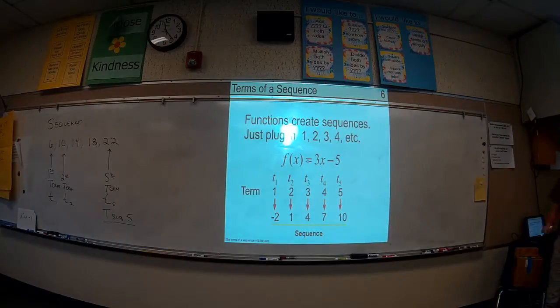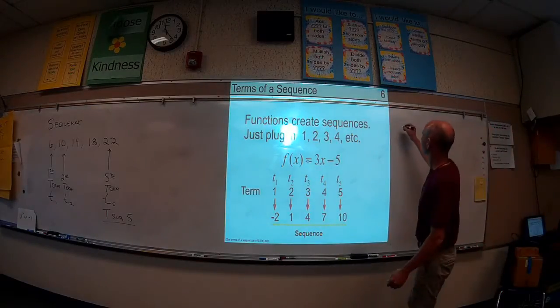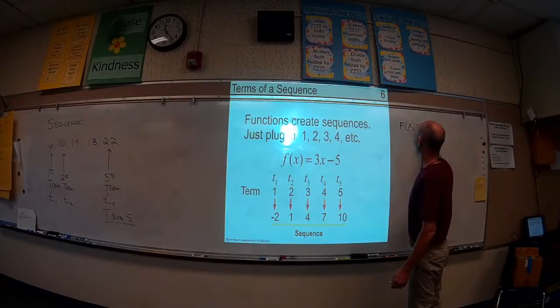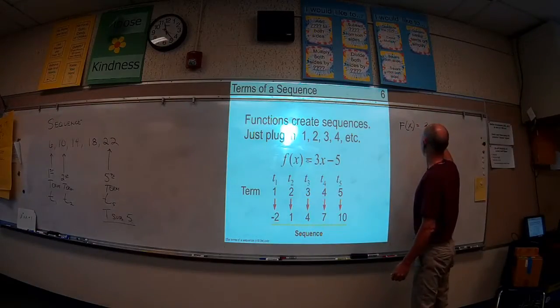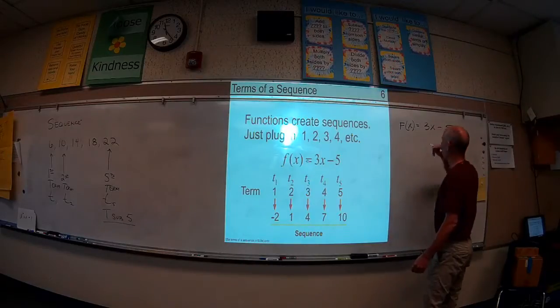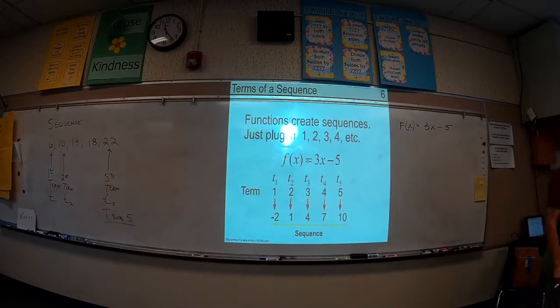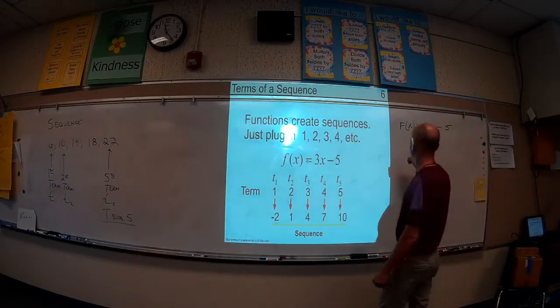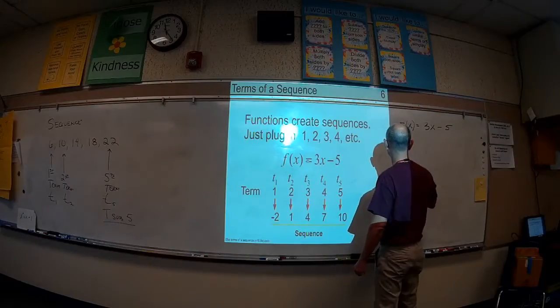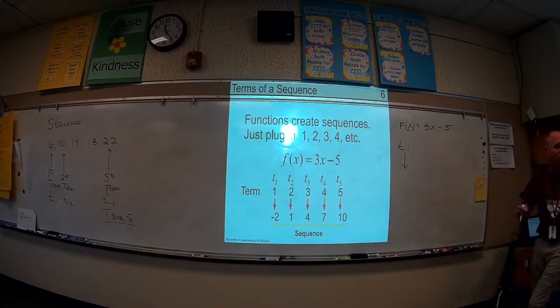So here's a function. We've got f of x equals 3x minus 5. Do you have that slide? f of x equals 3x minus 5. And we're just going to find the first 5 terms of this. I want to know what the value of the first term is. I want you to plug a 1 into this and tell me what comes out. t sub 1, if you plug a 1 into this function, what comes out with it?